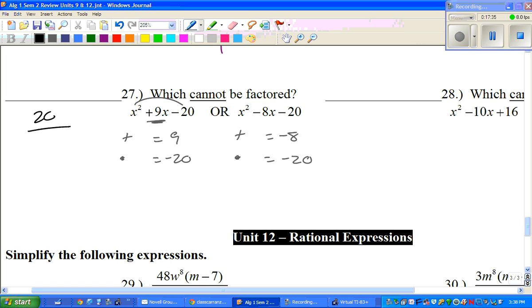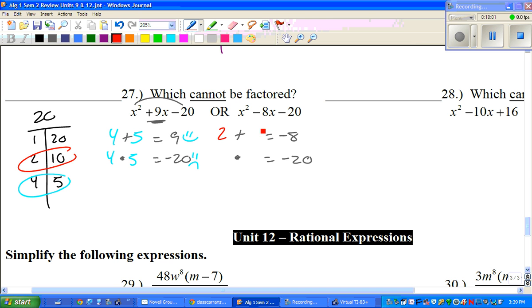Just to make this easier, we've got 1 and 20, 2 and 10, 4 and 5. Okay? Well, for this one, let's check 4 and 5. Yay! But does 4 times 5 give us negative 20? Boo! And there's no other numbers that work. What about on the right side? 2 and negative 10, because it's negative 8, and 2 and negative 10. So which one cannot be factored? The x squared plus 9x minus 20.